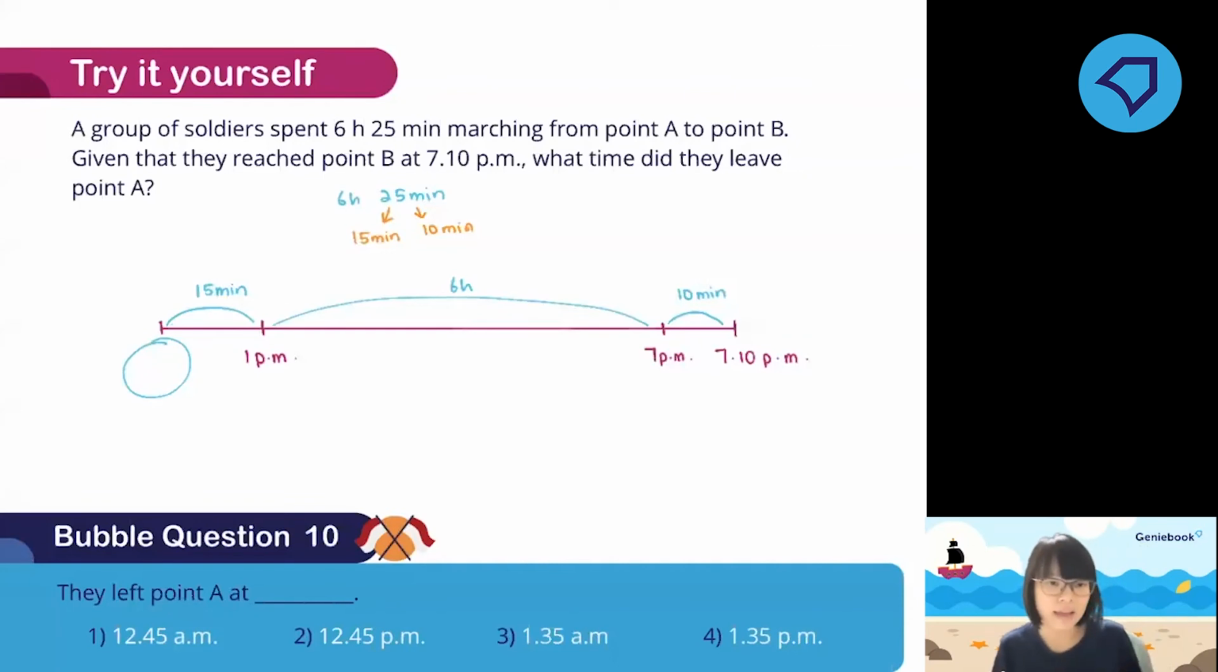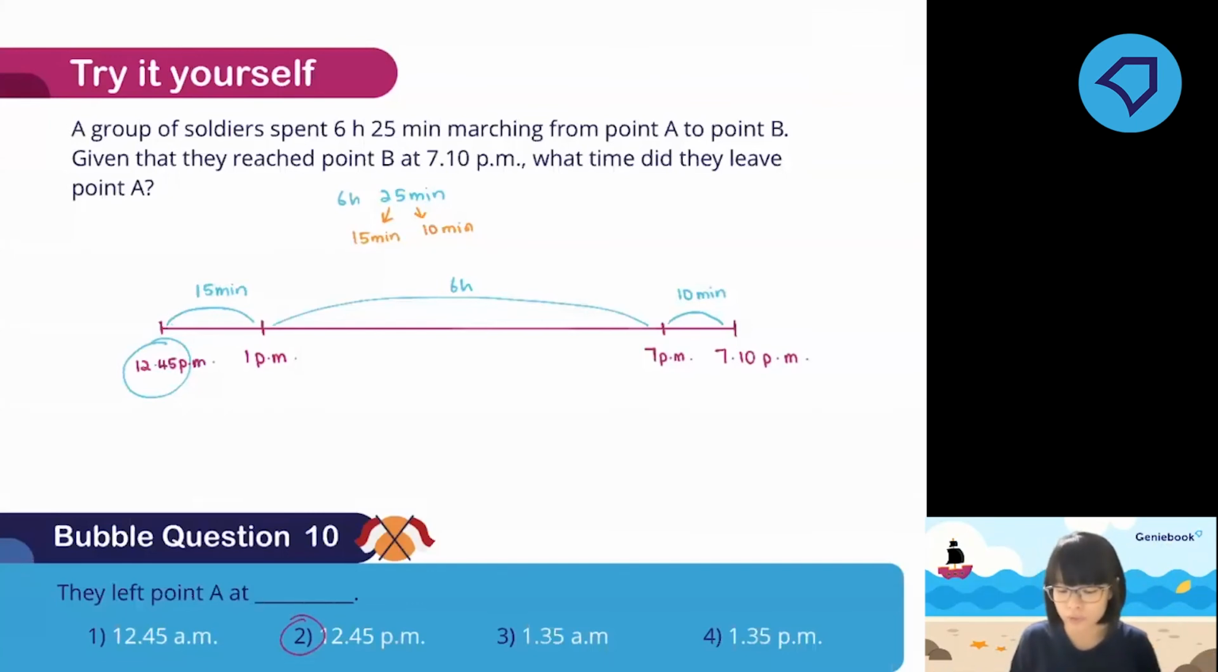Because we've already used up 6 hours and 10 minutes, we still have 15 minutes. So what is 15 minutes before 1 p.m.? It would be 12:45 p.m. p.m., not a.m. It's still in the afternoon, still after 12. So from 12:45 p.m., 15 minutes later, it would be 1 p.m. So the answer would be option number 2, not option number 1.